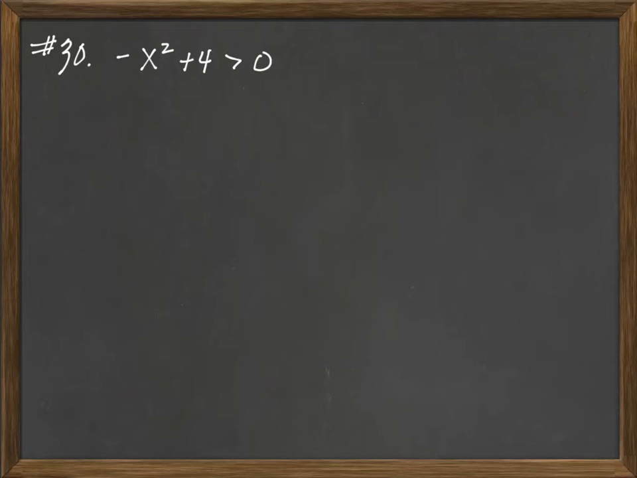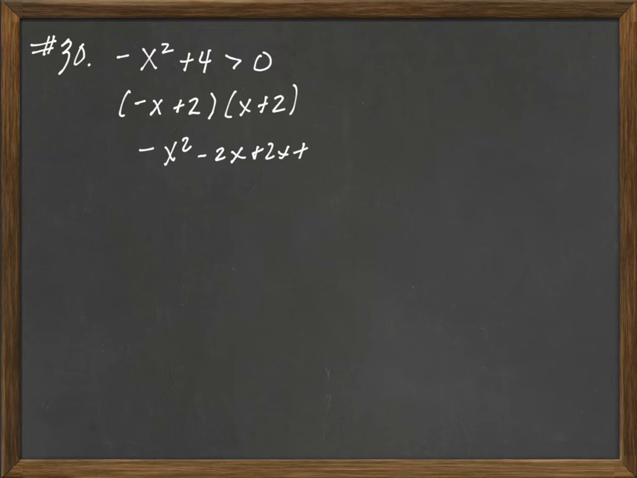For number 30, you would factor this to negative x plus 2 and x plus 2. Does that come out right? That's negative x squared minus 2x plus 2x plus 4. Yeah. So we've got that factored.